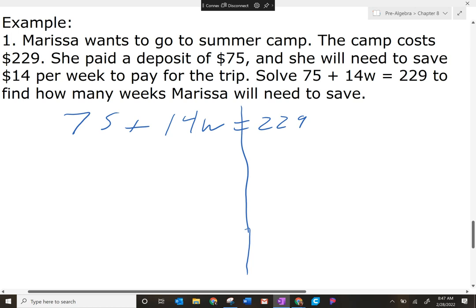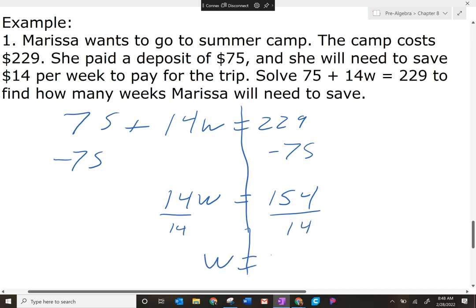Then I look for anything that I can add or subtract that are on the same side together. Were there any like terms on the left-hand side that I could add or subtract? No. Was there anything on the right-hand side? No. Now we get to look at moving things from one side to the other. Okay, there's only one W out there, so we're going to leave that one alone. So 75, the opposite of positive 75 is subtracting 75. I get 14W equals 154. And then I had to get the W by itself, so I divide both sides by 14.